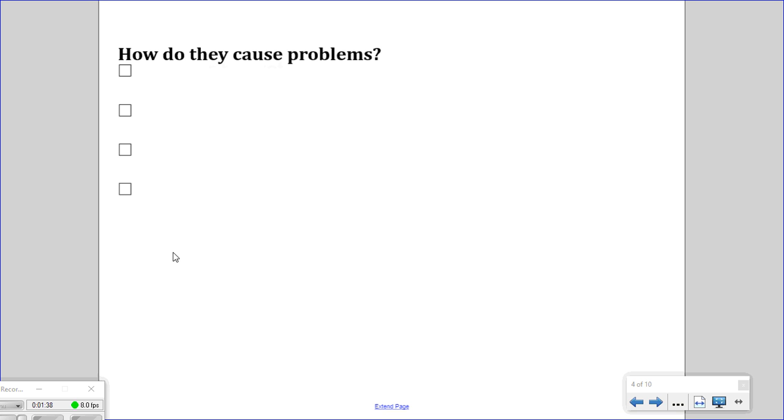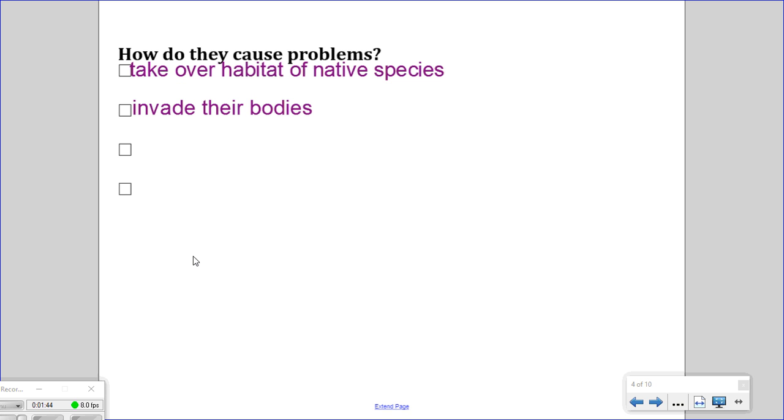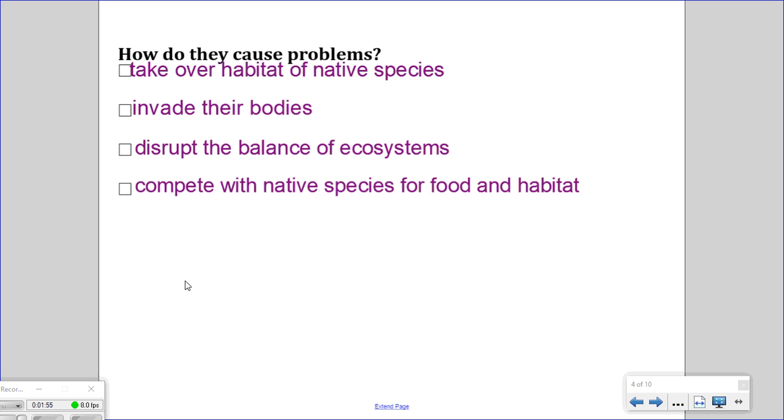So how do invasive species cause problems? Well, they can take over habitat of native species. Depending on the type of organism, they can invade their bodies. The invasive species can disrupt the balance of ecosystems, and they can compete with native species for food and habitat. And as a result, populations of those native species can decrease.